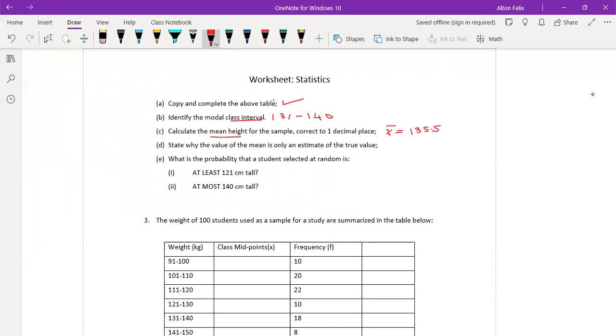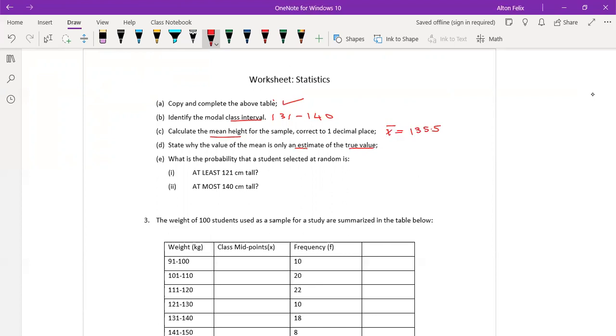All right, so why is the mean value calculated only an estimate of the true value? Right, because as stated before, when we were using the class midpoint, the midpoint only gives us an idea of the middle value for each of those classes, not the exact value. So therefore, those values are simply estimated values in terms of our calculation for our means.